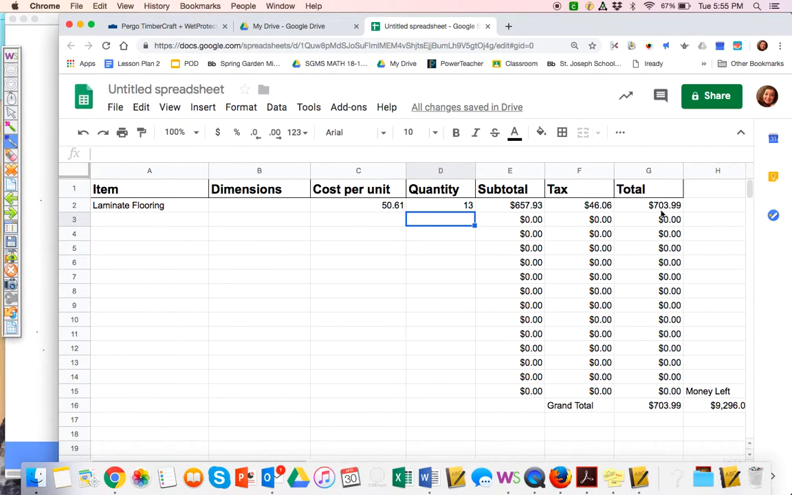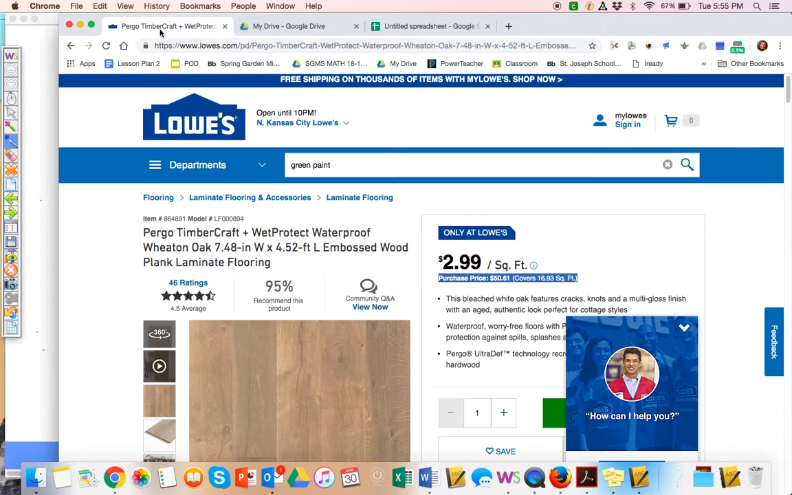So we spent $703.99 on flooring. You do not have to pick that particular type of flooring. Again, you can pick any type of flooring that you want. You could have tile, you could have laminate flooring, you could have actual hardwood floors, you could get carpet if you want to.